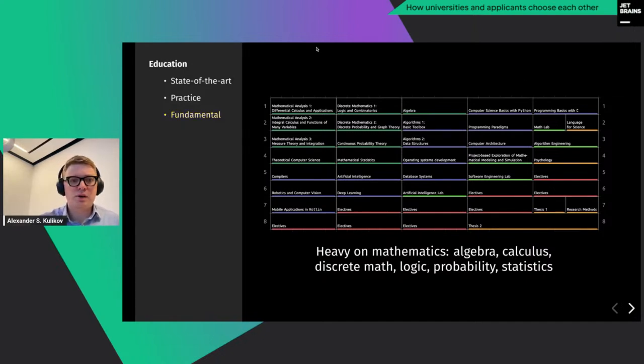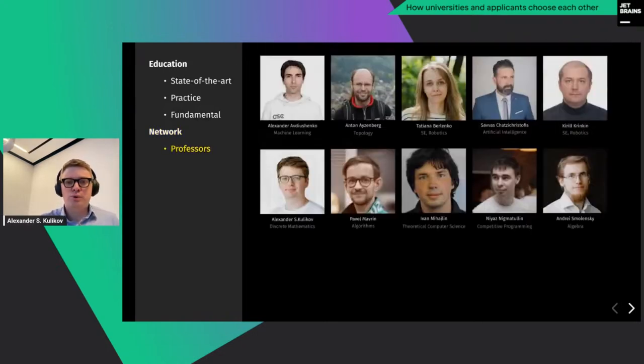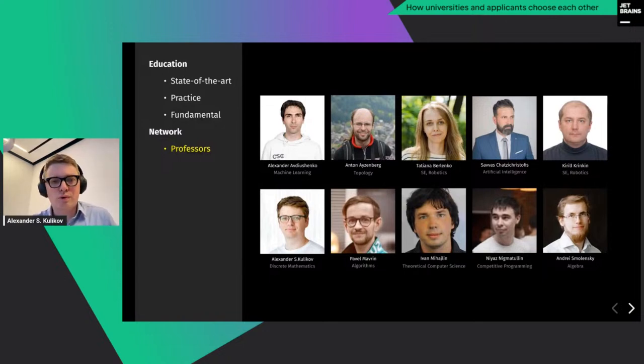Okay, so the next block is called networking, and here we also believe in another important aspect of education. Taking courses is important, but what is equally important is meeting new people, meeting your peers and meeting professors. So let me show you pictures of some of our professors. This is the core of our team. Many of them are actually quite young, and we work in different areas, starting from algebra and topology, to software engineering and robotics, artificial intelligence, machine learning, algorithms, competitive programming, and so on.